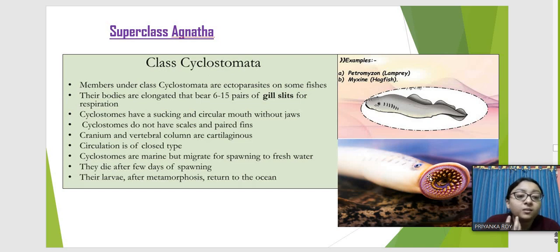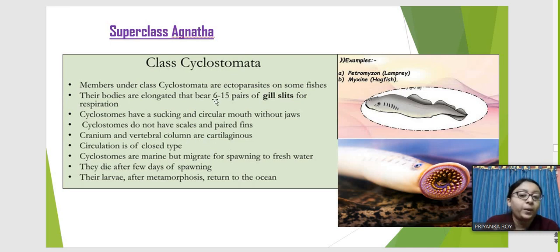The members of this class have suckers in their mouth. So the mouth is circular, and as you can see, there is no jaw like we have. They do not have a jaw, but they have suckers around their circular mouth, and they are adapted so that they can adhere to any rock or any other fish, and as ectoparasites they can draw nutrition from there. They have 6 to 15 pairs of gill slits. Here, if you can see, there are gill slits present on their body, which is also a very good character of chordates.